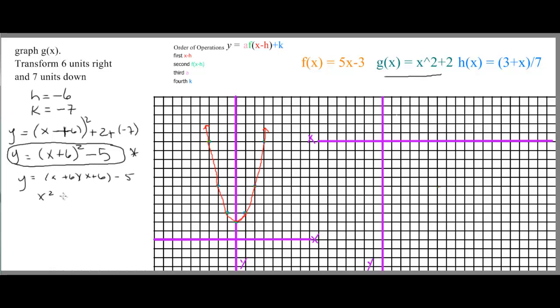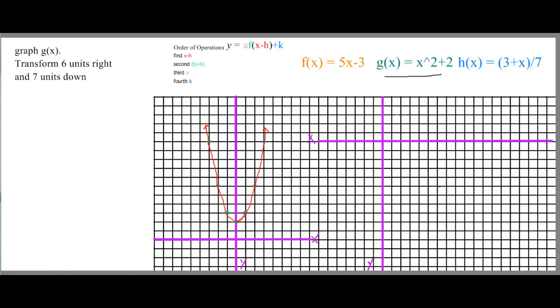So we have x squared plus 6x plus 6x plus 36 minus 5, which is x squared plus 12x plus 31. So either of these equations are correct. Again, this is g of x rewritten to include our translations. Now let's go ahead and graph this translation.